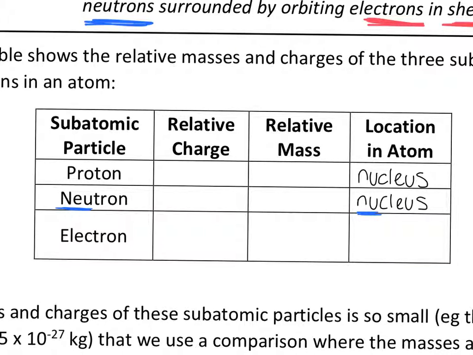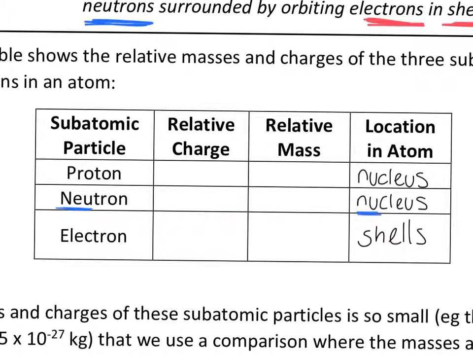Okay, and where is the electron found? The electron's not found in the nucleus, but is found in the shells. So fill in the table in your notes with the information that we already know. So try and get that into your head, that the protons and neutrons are in the nucleus and the electrons are in the shell. So what do we mean by the relative charge and the relative mass?